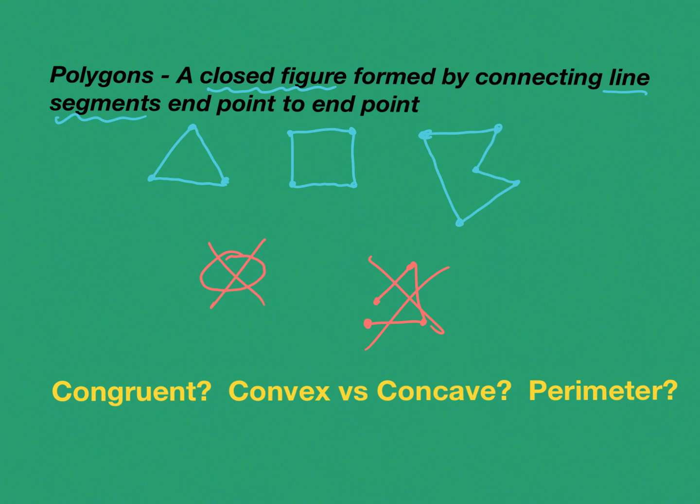Now, congruent, we've talked about congruent before, but congruent, remember, means that things are exactly the same. So if two polygons are congruent, they have all the same side measurements, they've got all the same angles, they look the same.